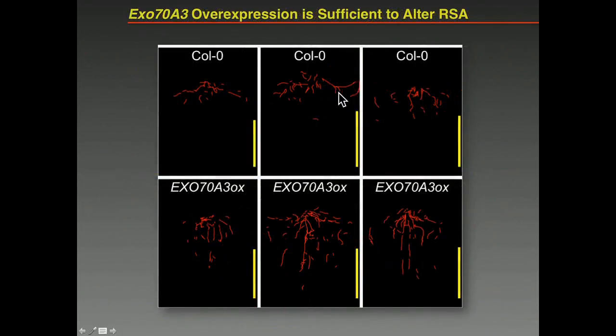And if we only overexpress this exocyst subunit in the Columbia background, we actually get this switch by just overexpressing this subunit of this exocyst subcomplex. So we basically can say this gene is sufficient to actually switch the roots from a shallow configuration to a deep configuration.